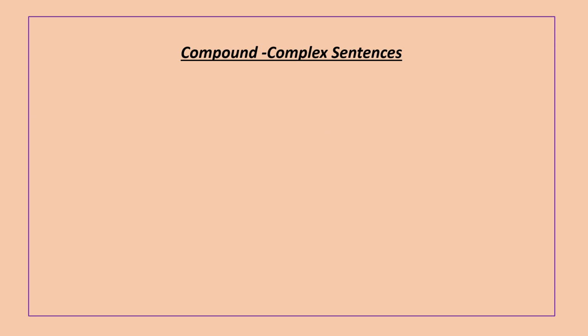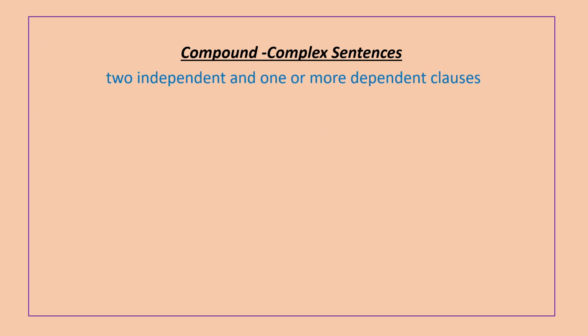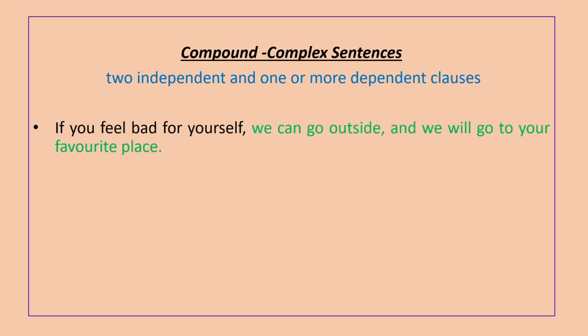Moving on to the last kind of sentences, that is compound complex sentences. Compound complex sentences have two independent and one or more dependent clauses. So here you need to have two independent and one or more dependent clauses. If you feel bad for yourself, we can go outside and we will go to your favorite place. This sentence has three clauses, two independent which are in green color and one dependent which is in black color.